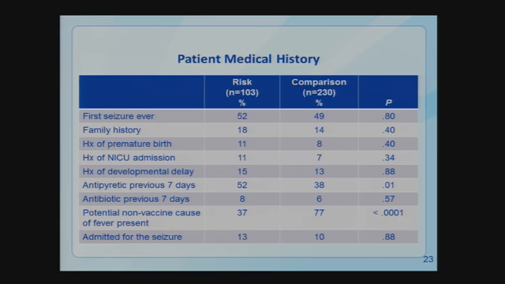And then we looked at whether people had other potential non-vaccine causes of fever documented at the time of their evaluation, and we found that the most common of these were otitis media, upper respiratory infection, viral syndrome. 37% of children in the risk interval had some other cause documented, compared to 77% of children in the comparison interval, which, again, sort of as expected, suggests that some of these seizures were influenced by their recent vaccination. But then looking in the last row, we see that whether or not people were admitted for the seizure, only about 1 in 10 were, and there was no difference by vaccine association.